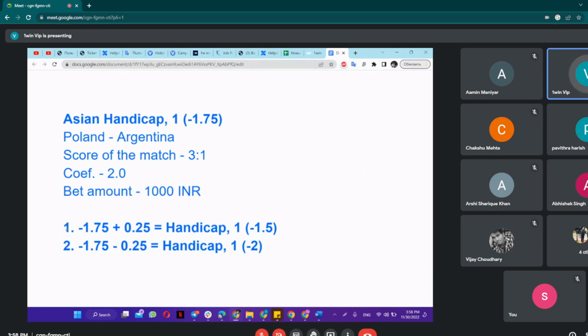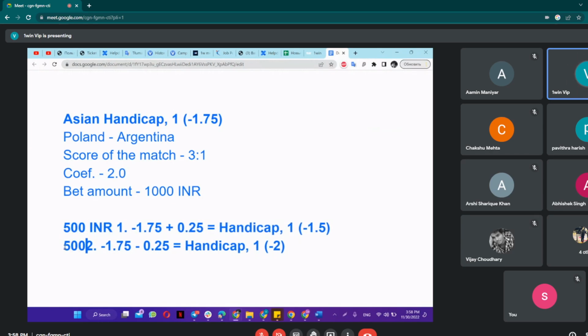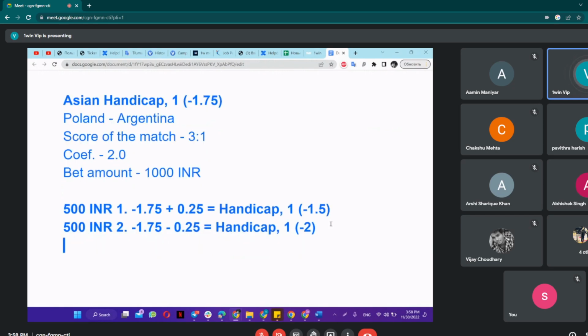Again, the bet amount will be divided into two equal parts, 500 INR for each. And here we will need to make a little bit more calculations. What will be the final score for this bet? Handicap 1 minus 1.5.